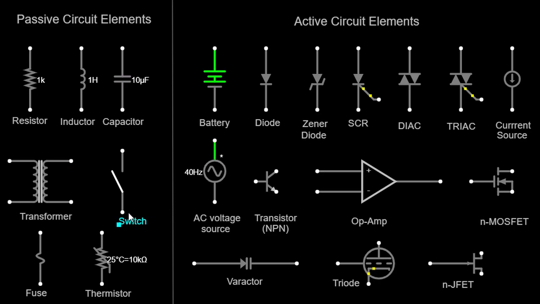Switch. A switch is an electrical component that can open or close a circuit, allowing or interrupting the flow of current. It is represented by a simple line with a gap that can be closed or connected.